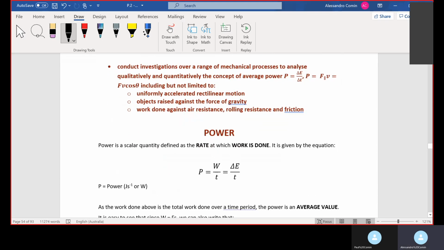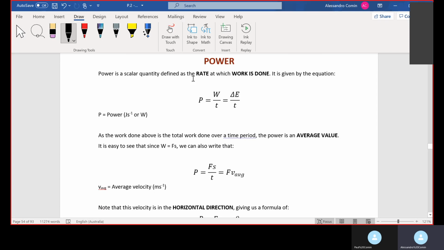Okay, let's talk about power. So we know what work is. Work is the change of energy, or Fs cos theta. But we can also have something called power. And what is power? Power is the work done over a certain time, or is equivalent to the change in energy over time.